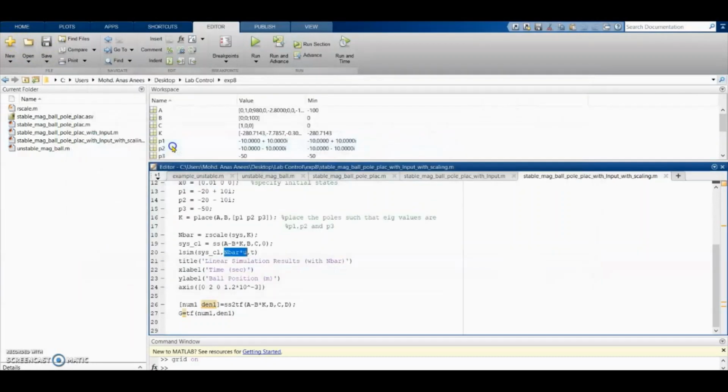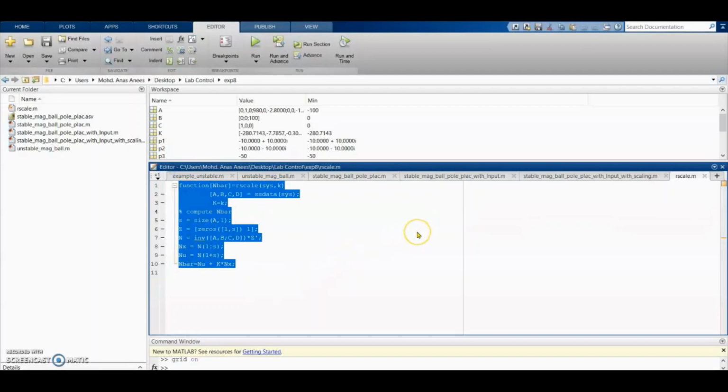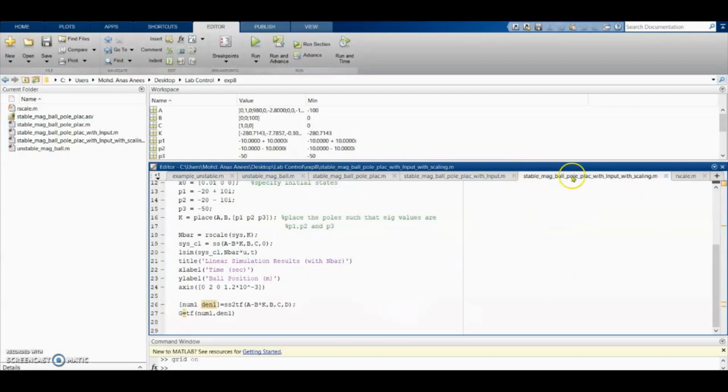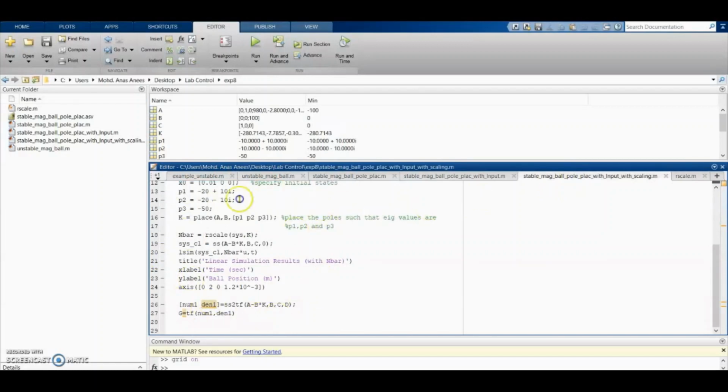So I'm using the rscale function. This is a function which is taking system and k and then doing something which you have to figure out. Now this is important, that this function has to be placed in a location where this file is placed, because when we run this program, it will search for the rscale function, and if it does not find the rscale function in the same directory, it will give an error. So this rscale function, which is used to scale up the output, we are saving it in the same folder as this file. Okay, so this is important.